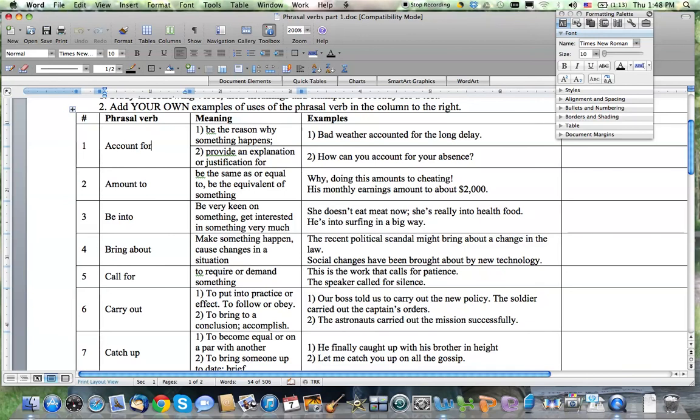Sometimes when people get in trouble, your parents or your boss or someone might say, how do you account for your actions? It means how can you explain what you did?